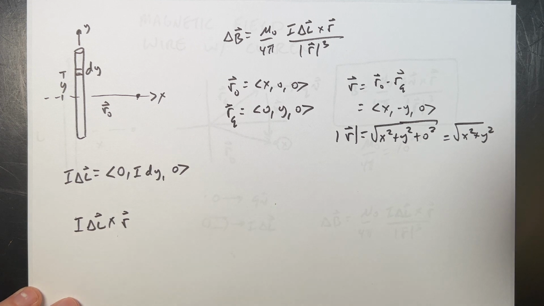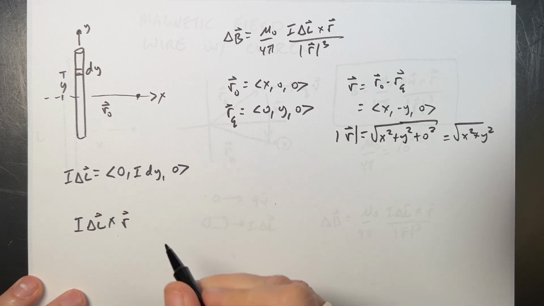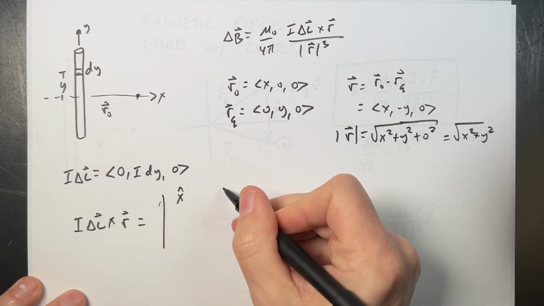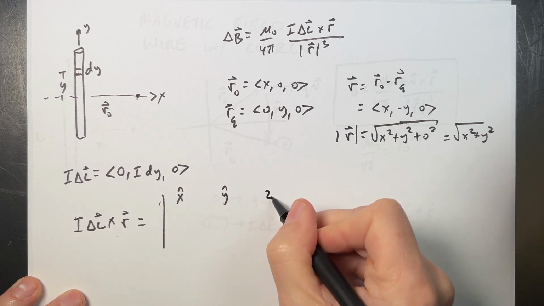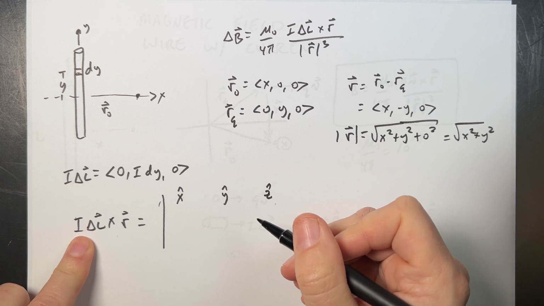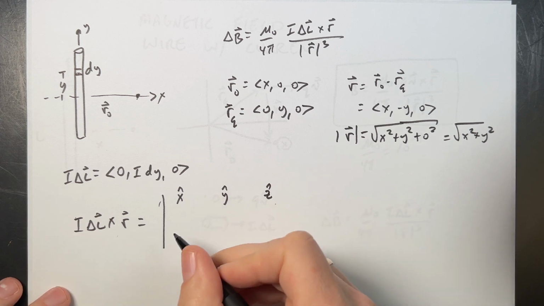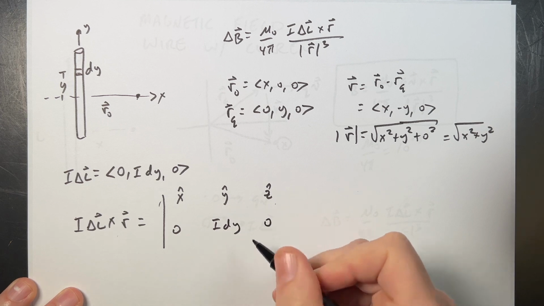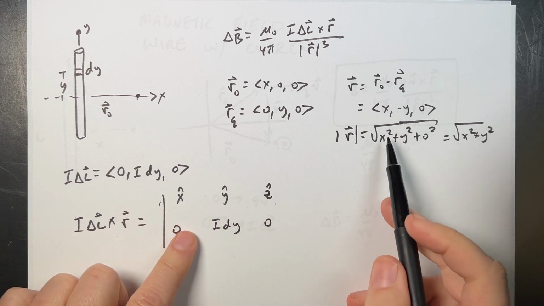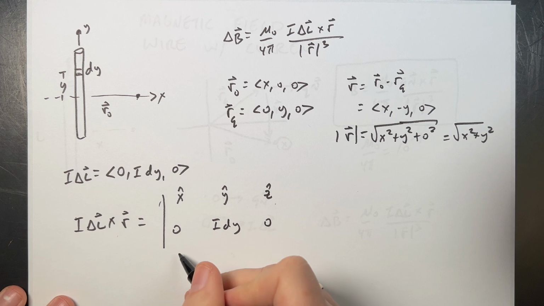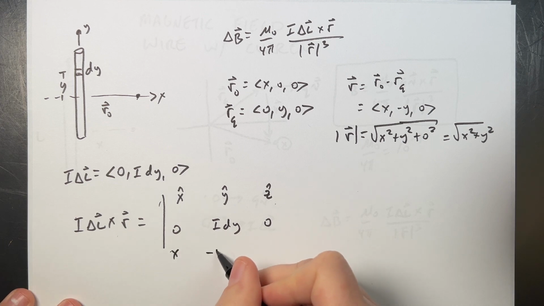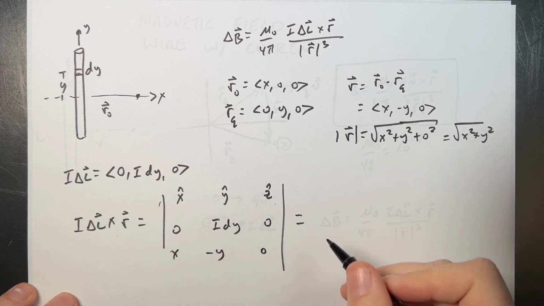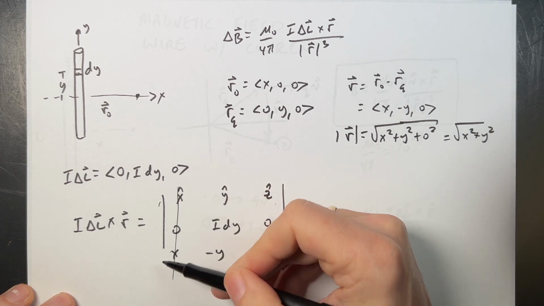And this is the way you can look up the formula for the cross product. I don't really care. I like to remember this as the determinant of the matrix x hat, y hat, z hat, and then I'm going to put my x, y, z components of this, which is just going to be 0, I, dy, 0, and then I'm going to put my components for R, which is x, negative y, 0. And to find this cross product, I'm going to first expand about this row.